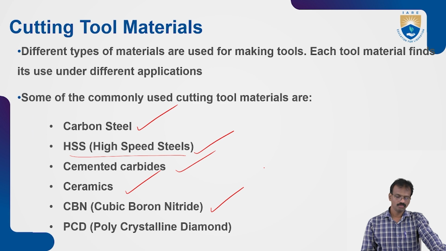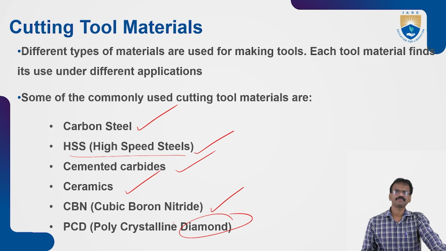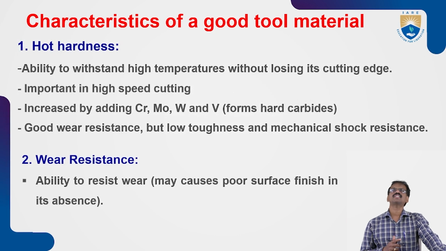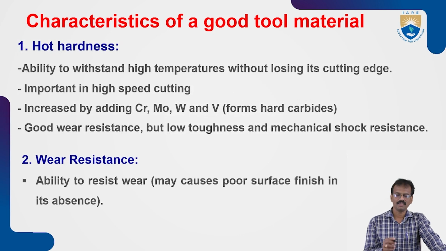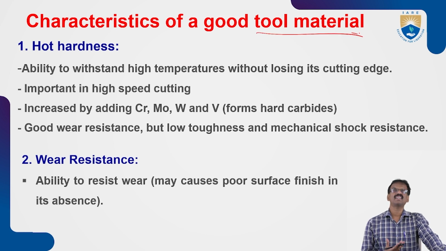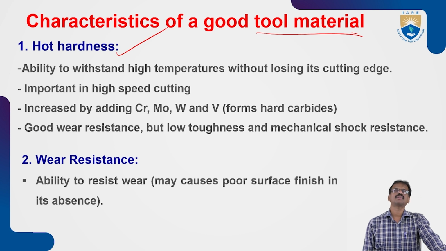We'll see what types of these cutting tools there are, and what the different compositions in those tool materials are. The next one is the diamond type, polycrystalline diamond. First of all, we'll see the different characteristics of a good tool material. A good tool material should have good hardness. Hardness is a very important parameter.